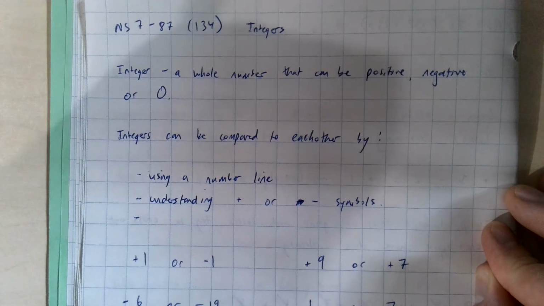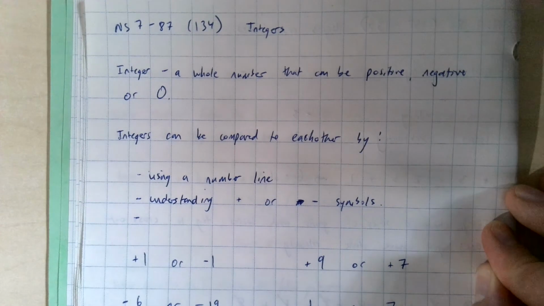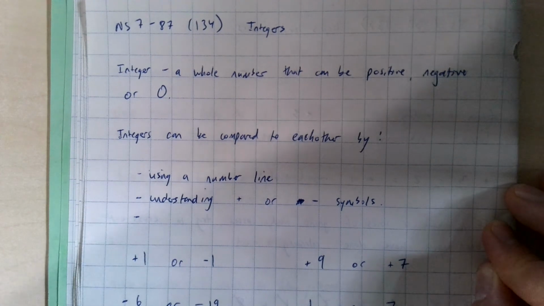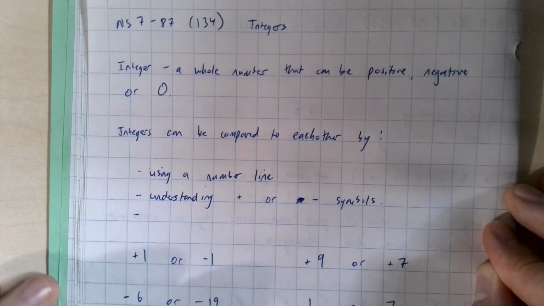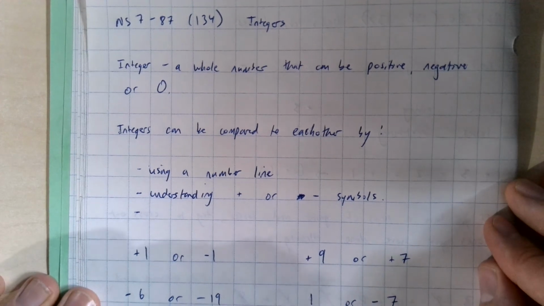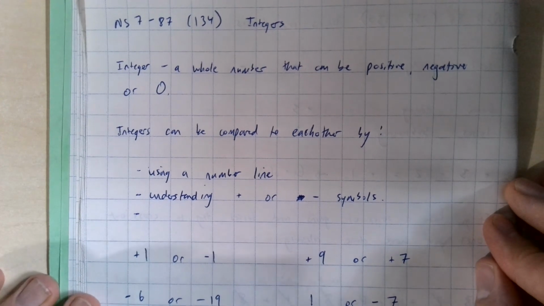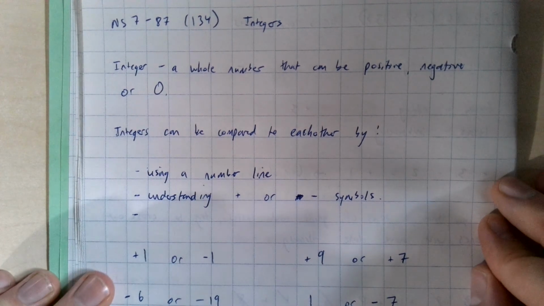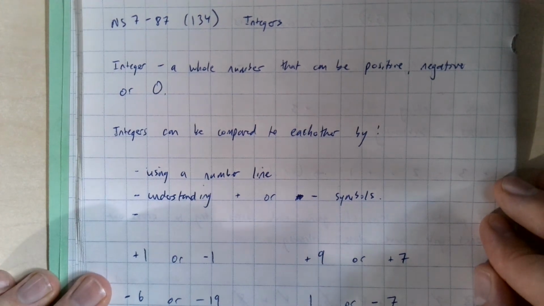Good morning. This is our next lesson on number sense, grade 7, lesson 87 on page 134, and we're talking about integers. What is an integer? An integer is a whole number that can be positive, negative, or zero. If you have a number that has a fraction or any decimals to it, then that is not a whole number and that is not an integer. Okay, so whole numbers, positive or negative or zero.